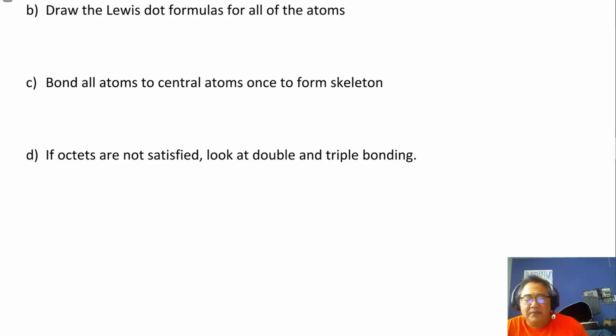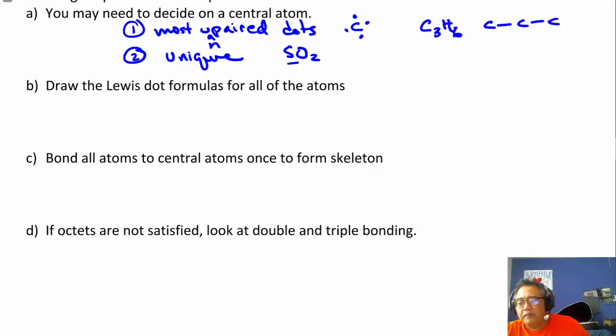And so we'll do examples of all of these things. And so let me just start with one real simple one. I'll do O2, and then we'll do another one. But O2 doesn't have a central atom, so we don't have to decide on the central atom because there's only 2 of them, right? So we're going to draw the Lewis dots like this. And I'm going to stop drawing them in different colors here.